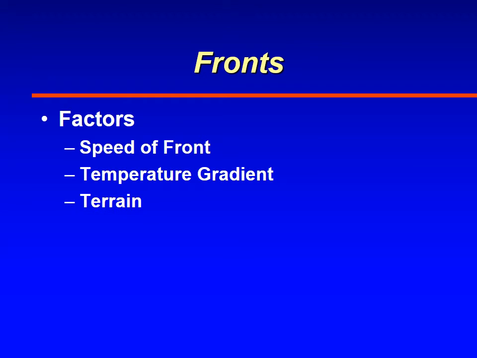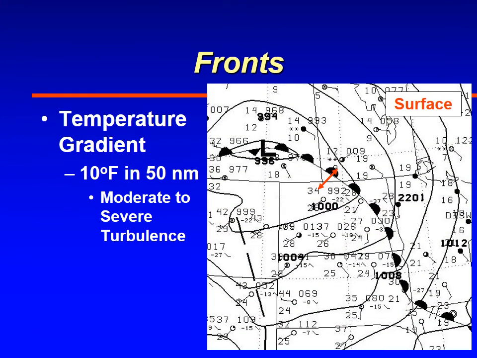So that brings us to the factors that determine the turbulence that you're going to experience with a front. And there are three factors, and these factors actually came from a study done by Northwest Airlines. Their chief meteorologist, Dan Soa, back in the 1960s, conducted a study of the turbulence associated with fronts, and they found that there are three factors that determine the strength of the turbulence associated with fronts. And those three factors were how fast the front was moving, in other words, the speed of the front, the temperature gradient across the front, how much the temperature changes, and then finally whether the front was moving over terrain or not.